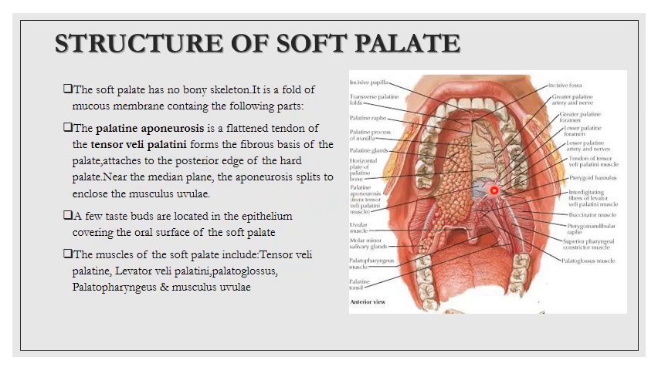Now here in this diagram, this gray colored structure shows you the palatine aponeurosis, which attaches to the posterior border of the hard palate. A few taste buds are located in the epithelium covering the oral surface of the soft palate. The muscles of the soft palate include tensor veli palatini, levator veli palatini, palatoglossus, palatopharyngeus, and musculus uvulae.